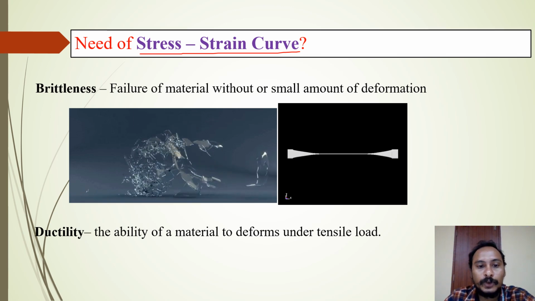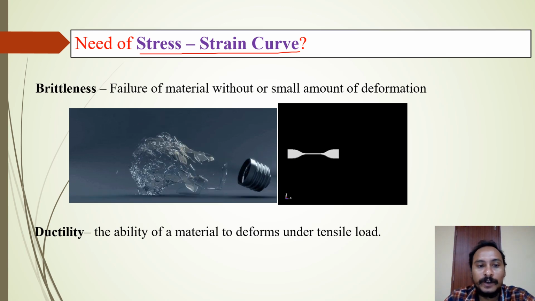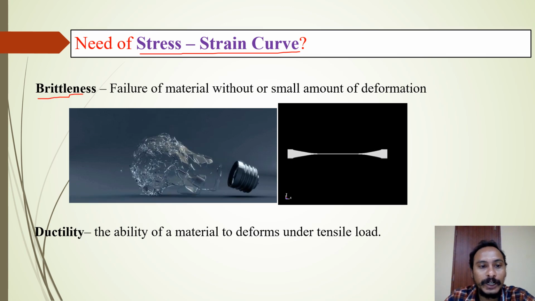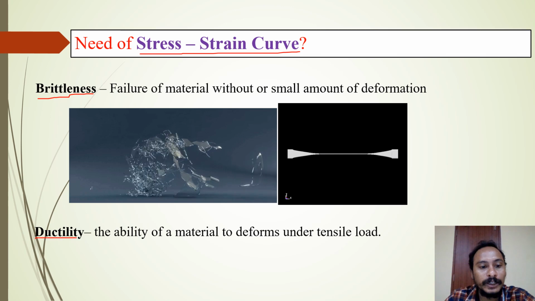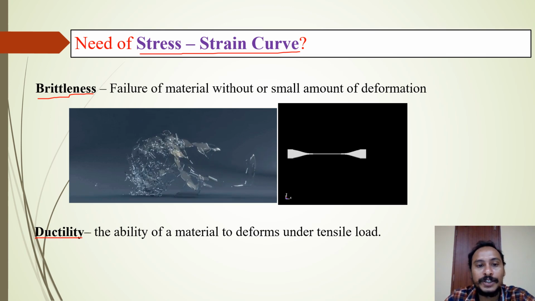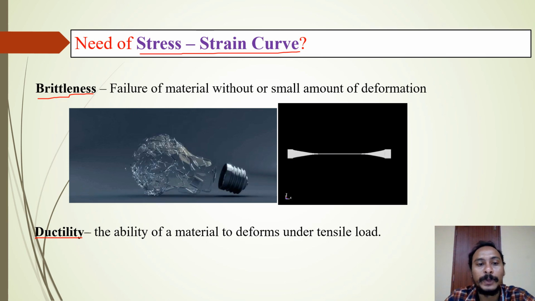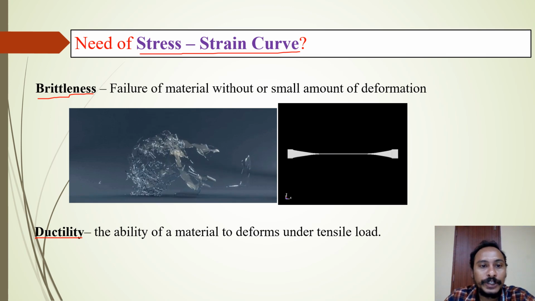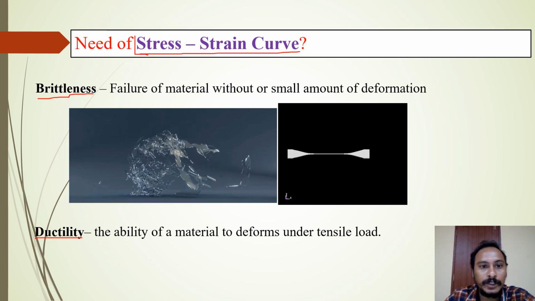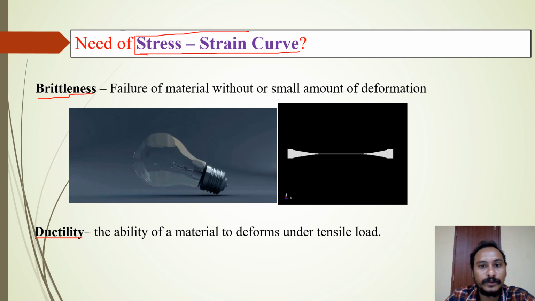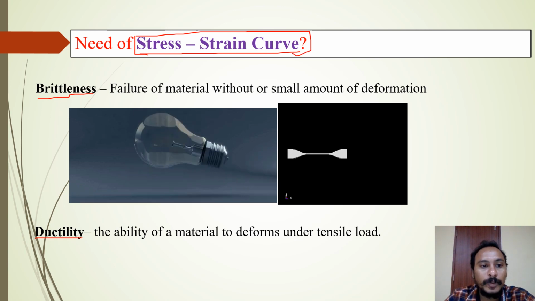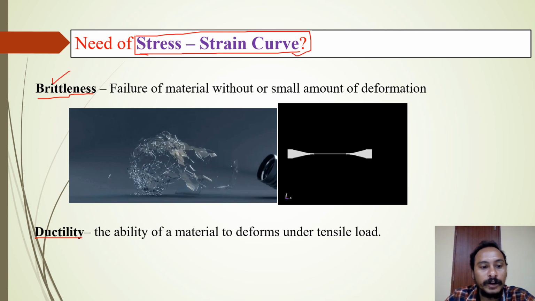Let us suppose we developed a new material for a particular application. But we don't know whether that material is brittle or ductile in nature. We come to know that by conducting a tensile test on the newly developed material. From the test results we will get a graph, and that graph is nothing but the stress strain curve. From that graph we come to know whether the newly developed material is brittle or ductile.